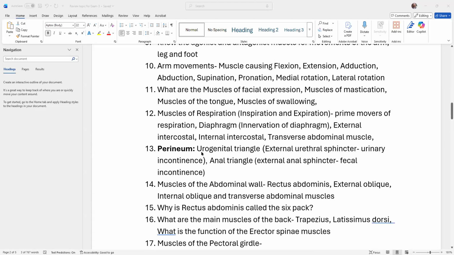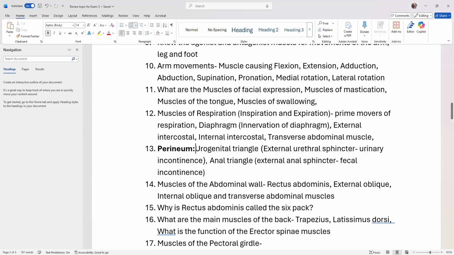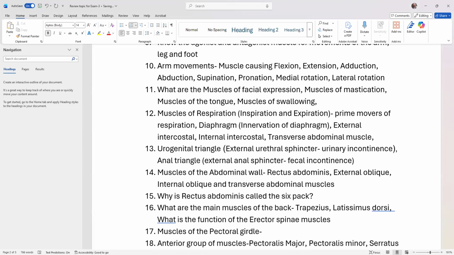You should know the urogenital triangle. Mainly, you should know the two sphincters there. The urinary sphincter, which prevents urinary incontinence, and the anal sphincter, the external anal sphincter. You don't need to know the triangle, but you must know the anal sphincter, which prevents fecal incontinence.